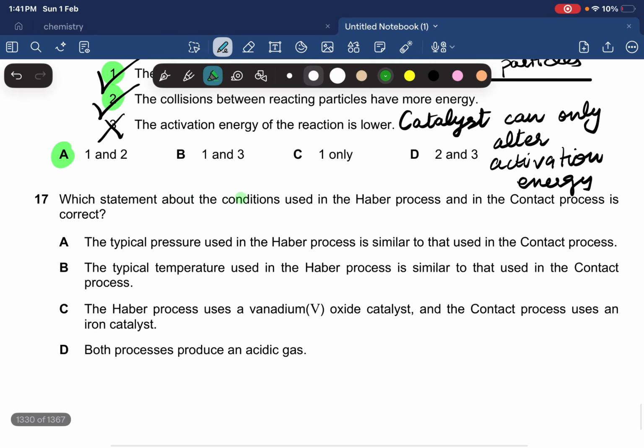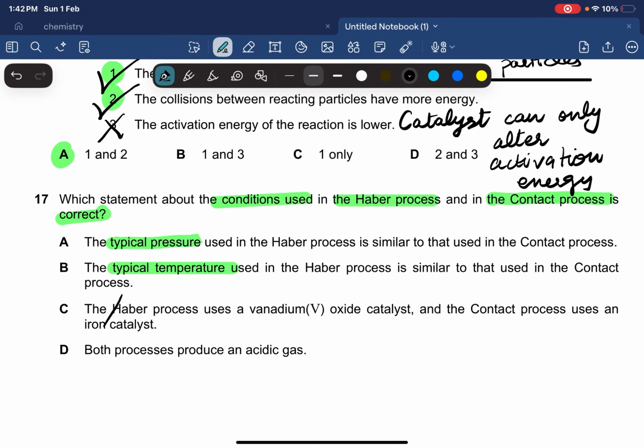Which statement about the conditions used in the Haber process and in the contact process is correct? The typical temperature used in the Haber process is similar to that used in the contact process. Okay, first they're talking about the typical pressure, then they're talking about the typical temperature. The Haber process uses vanadium oxide and the contact uses iron. They've reversed it. The pressures are not the same.